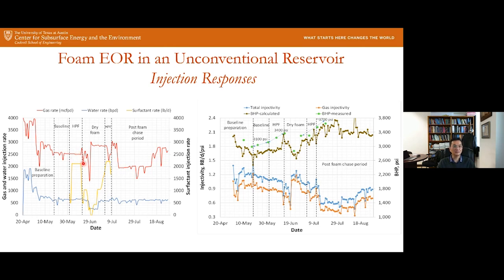This lasts for about 10, 12 days. The reason for the 10, 12 days is just that we have a limited surfactant volume. Also, based on the injectivity analysis, we anticipated that we might hit the limit of injection water bottom hole pressure within 10 days due to foam. After that, we switch to very dry foam, so we go from 80% gas fraction to above 90% gas fraction.